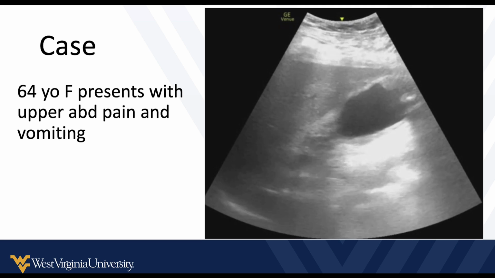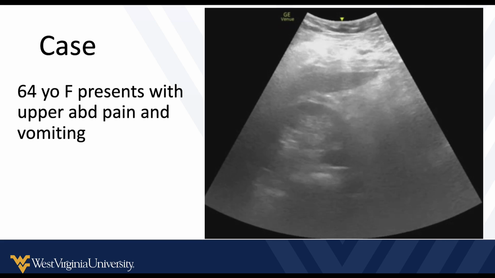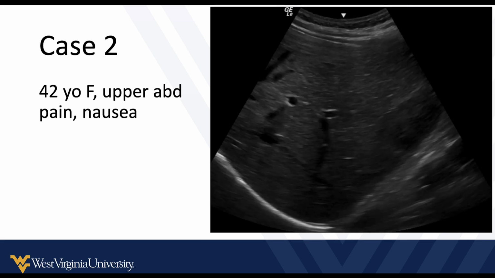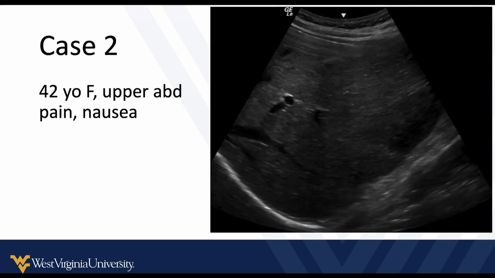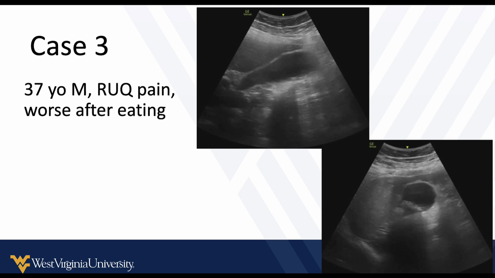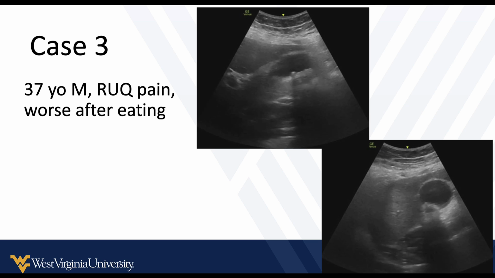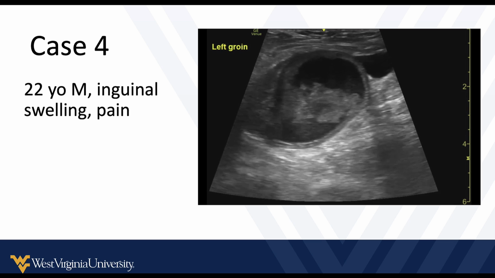some of the findings. So this first one, this is a 64-year-old female who presents with upper abdominal pain and vomiting. This next case is a 42-year-old female who presents with upper abdominal pain, nausea. This third case here is a 37-year-old male who presents with right upper quadrant pain that is worse after eating. And our last case is a 22-year-old male who's got inguinal swelling and pain.